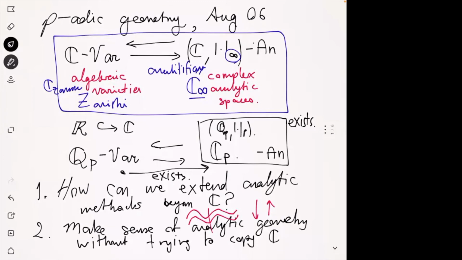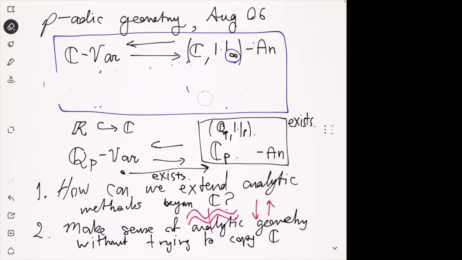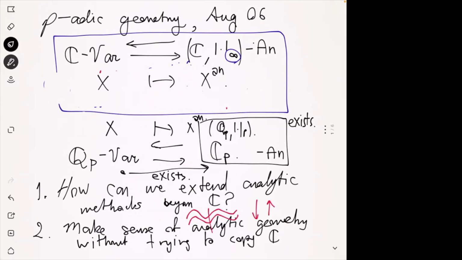The explanation is here. Just to complete, you have here X, and you somehow assign to X an X^an. So here also I have X, and I assign to it X^an. But just for psychological reasons, let me call this X^rig, because it is not the same approach. If it were the same approach, I would put X^an here, just to remind you that you do the same thing. But it is not, so let me call it rigid, for rigid space, and let me tell you how to do it.